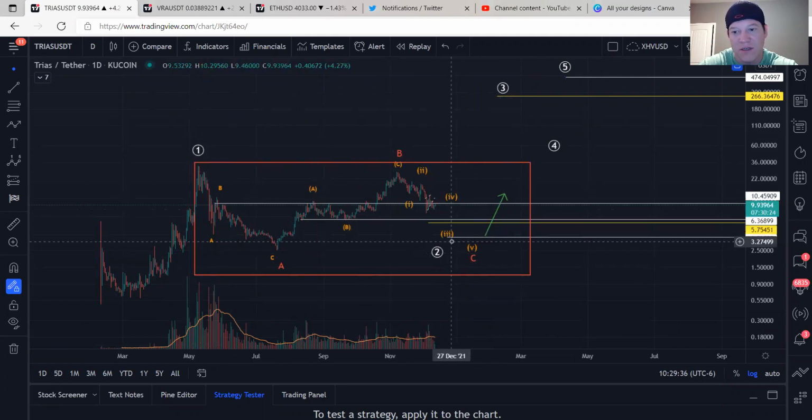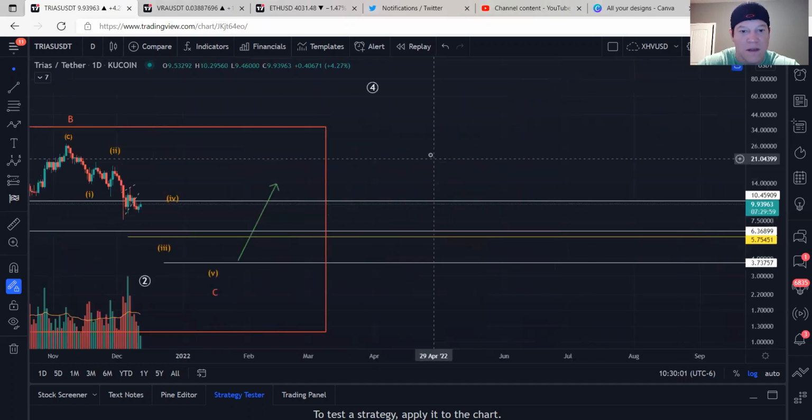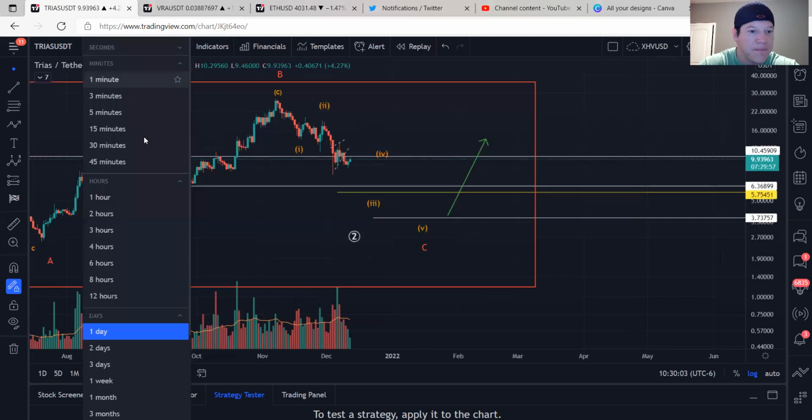Once this finishes, where I see this thing finishing is anywhere from $3.75 all the way up to $5.75. That's where I see it finally reversing and then making its way up to its macro 3 target at $260, and eventually its macro 5 target, above $400. So let's dive into where I think this thing is going in the short term.